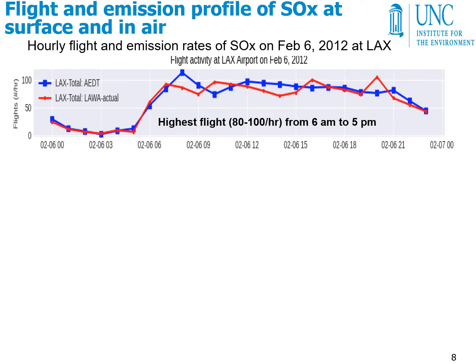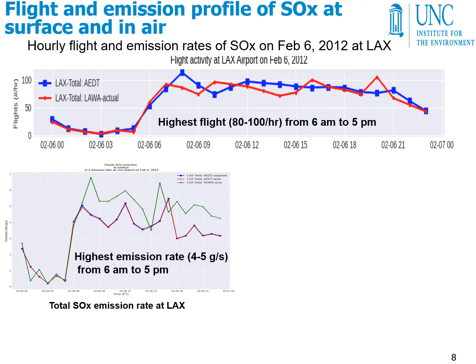is the red line. And this figure shows the hourly emission rates of SOx for the same day, and the blue line is our calculation from the ADT segment data, and the red line is from the ADT processed emission data, which shows that the blue and red lines exactly match.